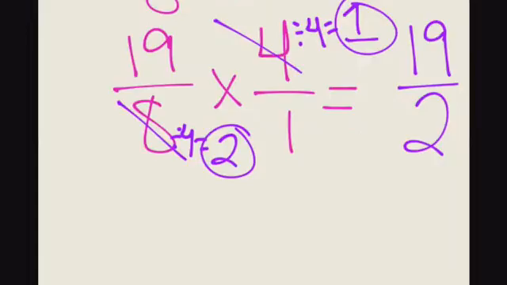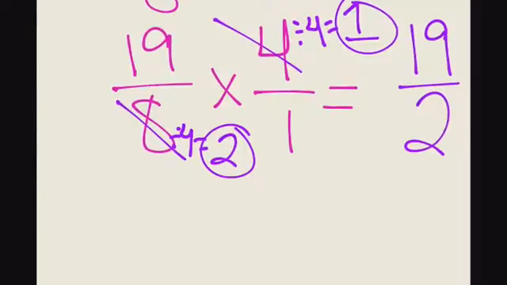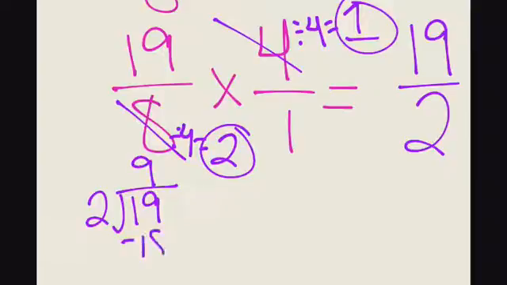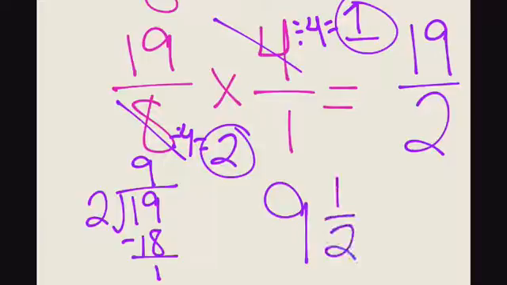Once again, you can always change it to a mixed number if you'd like to. We're going to do 19 divided by 2. 2 goes into 19 a total of 9 times. 19 minus 18 is 1. So we get a final mixed number of 9 and 1/2. Just remember that 19/2 and 9 and 1/2 mean the same thing.